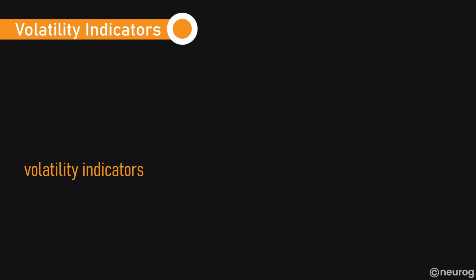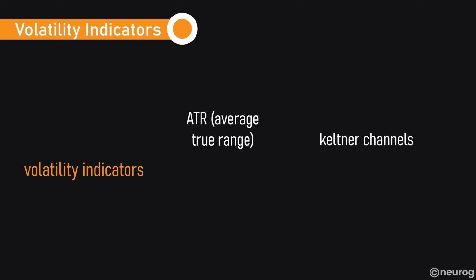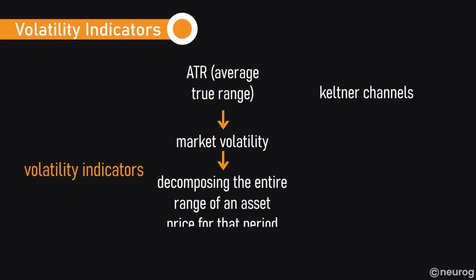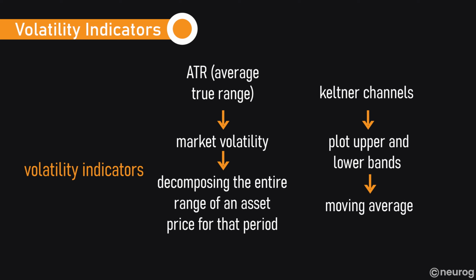Volatility indicators like the ATR, Average True Range, and Keltner channels measure market volatility. ATR determines market volatility by decomposing the entire range of an asset price for that period. Keltner channels use ATR values to plot upper and lower bands around a moving average. These indicators are crucial in adjusting trading strategies during turbulent market conditions.